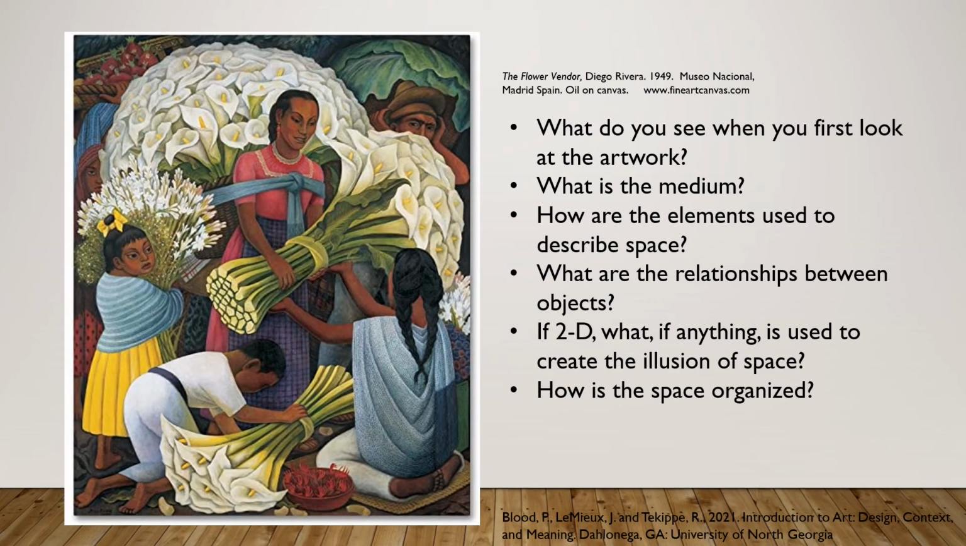We're going to use The Flower Vendor by Diego Rivera. It was done in 1949. It's in the National Museum in Madrid, Spain. It is an oil on canvas. This is where we said that placard where you get some of your information. So now what do you see when you first look at the artwork?